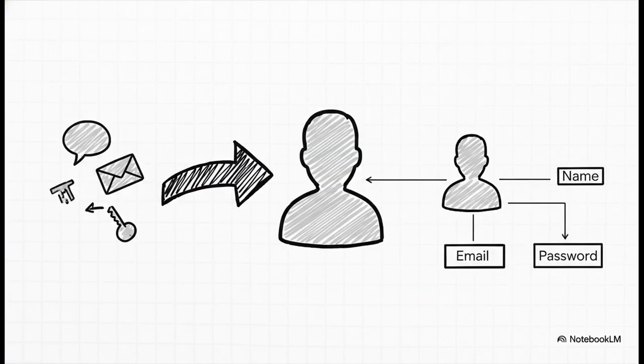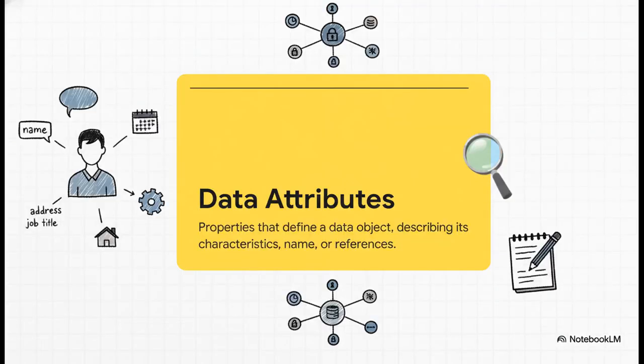Okay, so now we have our characters, our nouns, but right now they're just concepts. We need to describe them. We need adjectives. And in data design, we call these attributes. Attributes are the specific details that really bring a data object to life. They're the properties that describe each of our nouns.